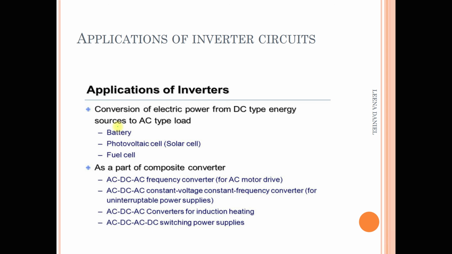So there are many methods by which we can remove the harmonics. Many harmonic analyses we do to remove the harmonics, like we use filters, we use PWM techniques, pulse width modulation, to remove the harmonics.